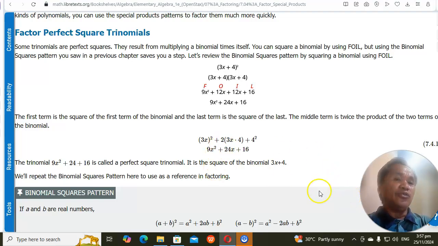So we are going to look at it, as you can notice. If you are given a binomial, let us say a plus b quantity squared, you get the product a squared, meaning that is the square of the first term. Then the middle term would be the product of the first and the second term, a times b, multiplied by 2, so you will get 2ab. Then the square of the second term, which is b squared.